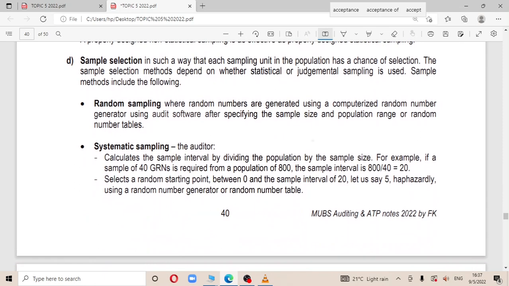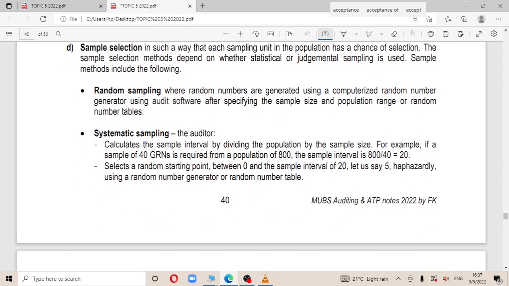Random, that's when you use random numbers from Excel or the computer, or you use the lottery method. Lottery method, this is when you write the names of the items in the population on pieces of paper. You put them in a basket, you shuffle them, and then you start picking until you reach the sample size. That is random sampling, which is studied in statistics. So I don't want to spend more time on it.